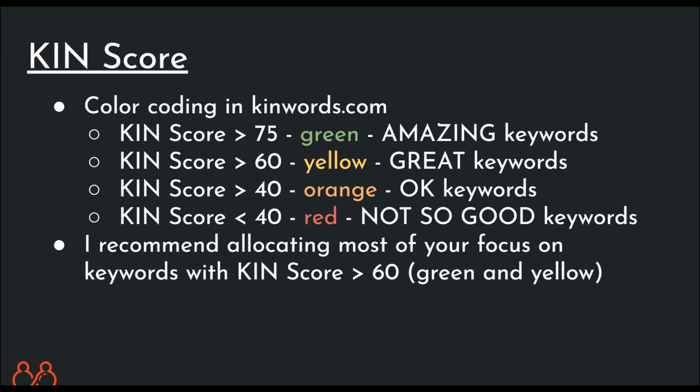So I recommend allocating most of your focus on keywords with kin score higher than 60. So that means green and yellow keywords in the kin score column. And once again, I want to emphasize that if you want to be fast and you don't want to waste a lot of time, you can completely ignore the relatedness column and the sales potential column and just focus on kin score. That combines all the other metrics, and you will make great decisions if you just look at the kin score column and focus just on the green and yellow keywords.